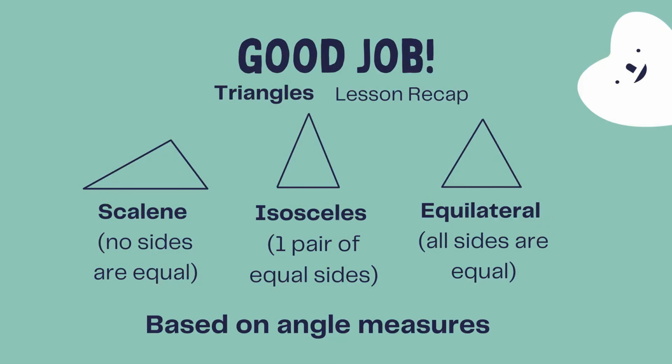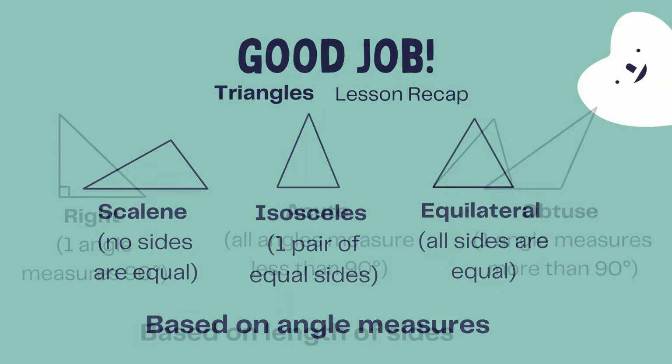Good job. Triangles lesson recap. A scalene triangle is a triangle where no sides are equal. An isosceles triangle is a triangle with one pair of equal sides. An equilateral triangle has all sides equal.